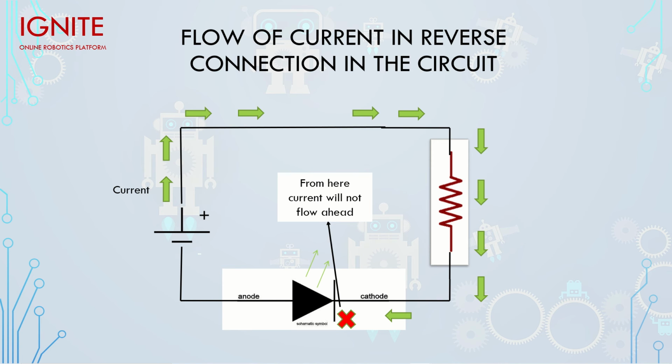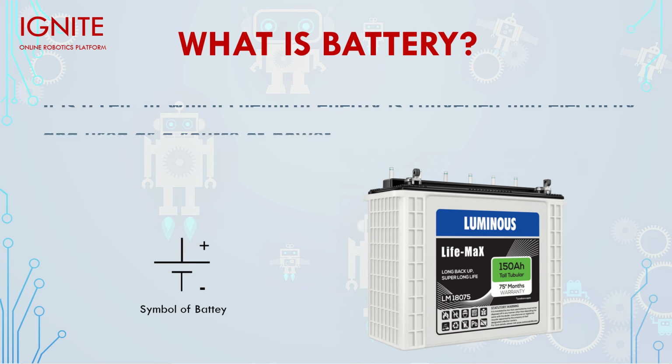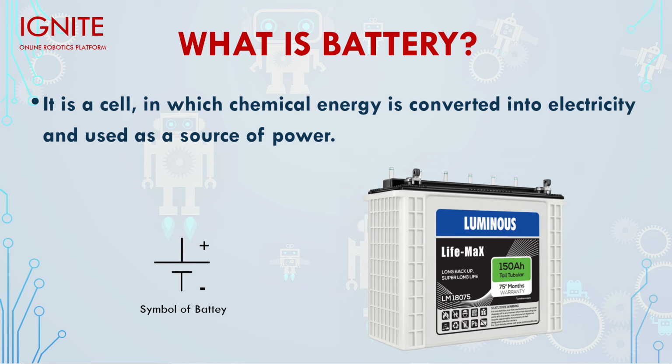So current will not flow, it will not allow it. Now let's discuss the battery. What is a battery? A battery is a cell in which chemical energy is converted into electrical energy. In the battery, chemicals are present, and due to chemical reactions, electricity is generated, and that electricity we use as electrical energy. So what is happening in the battery?